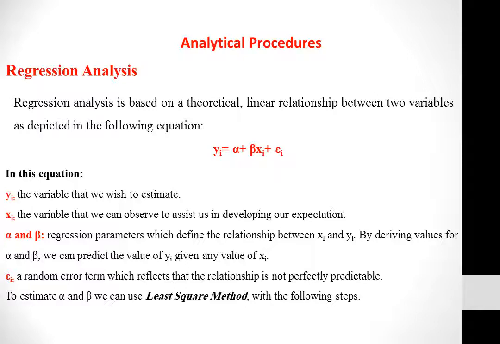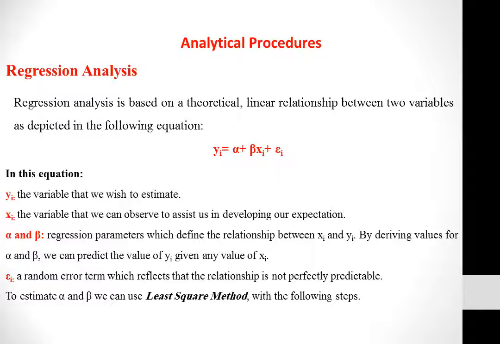This is a simple example to show how we can use this equation, and how A and B can define the relations and be used to predict the value of the variables that I wish to estimate. E is the random error, which reflects that the relationship is not perfectly predictable. We call this the random error factor. It means that this relation between Y and X, which the regression analysis or the regression equation can give, is not perfectly predictable. I can't predict with 100% accuracy.